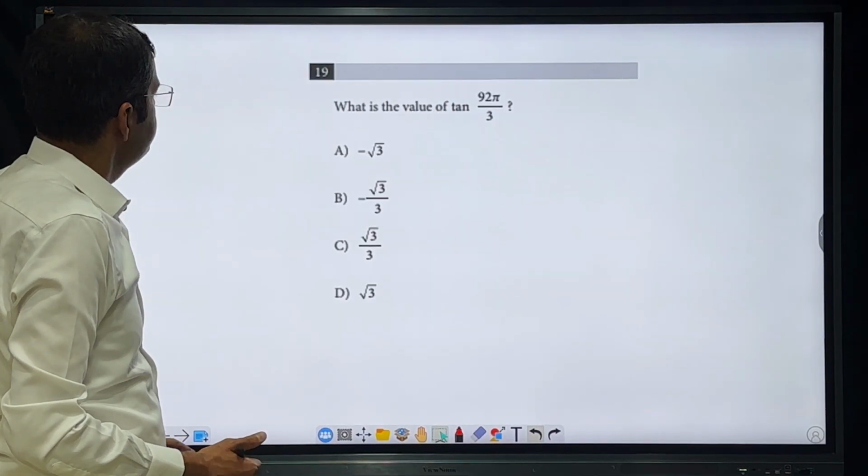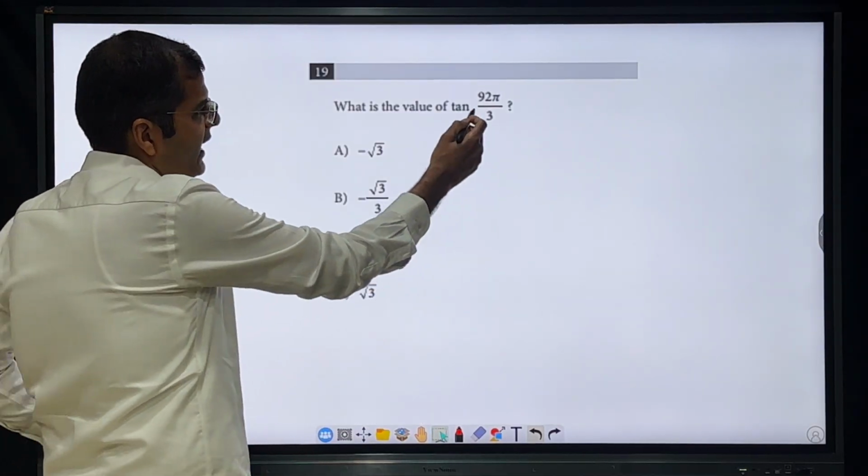Now, the next question says, what is the value of tan of 92 pi by 3?